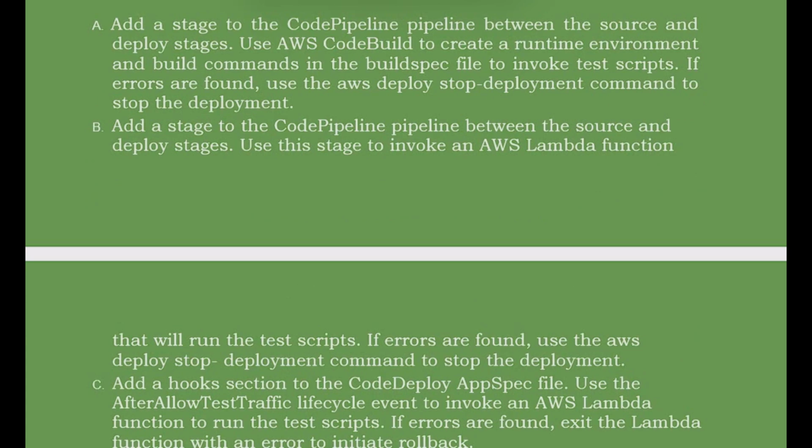Option B, add a stage to the CodePipeline between the source and deploy stages. Use this stage to invoke an AWS Lambda function that will run the test scripts. If errors are found, use the AWS deploy stop-deployment command to stop the deployment.